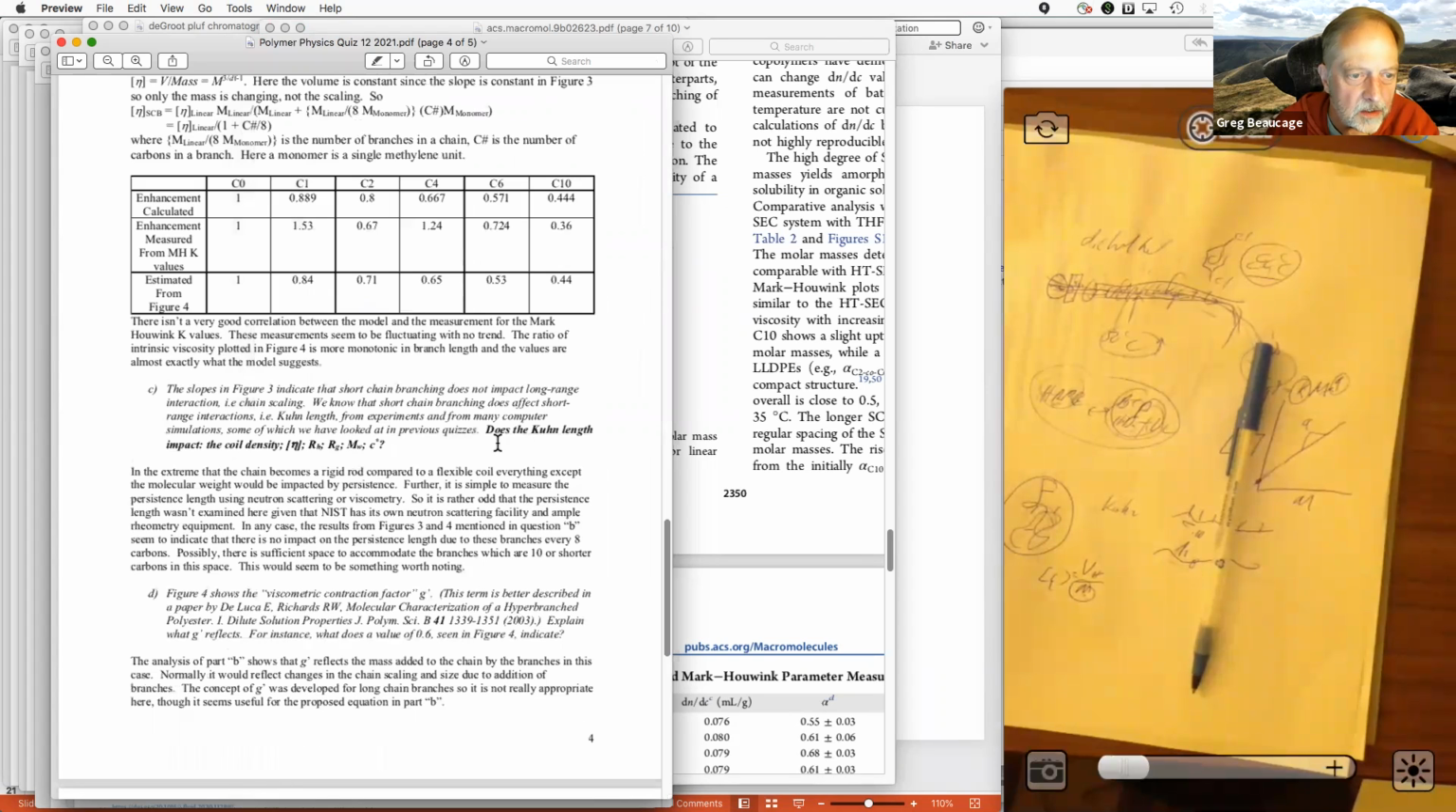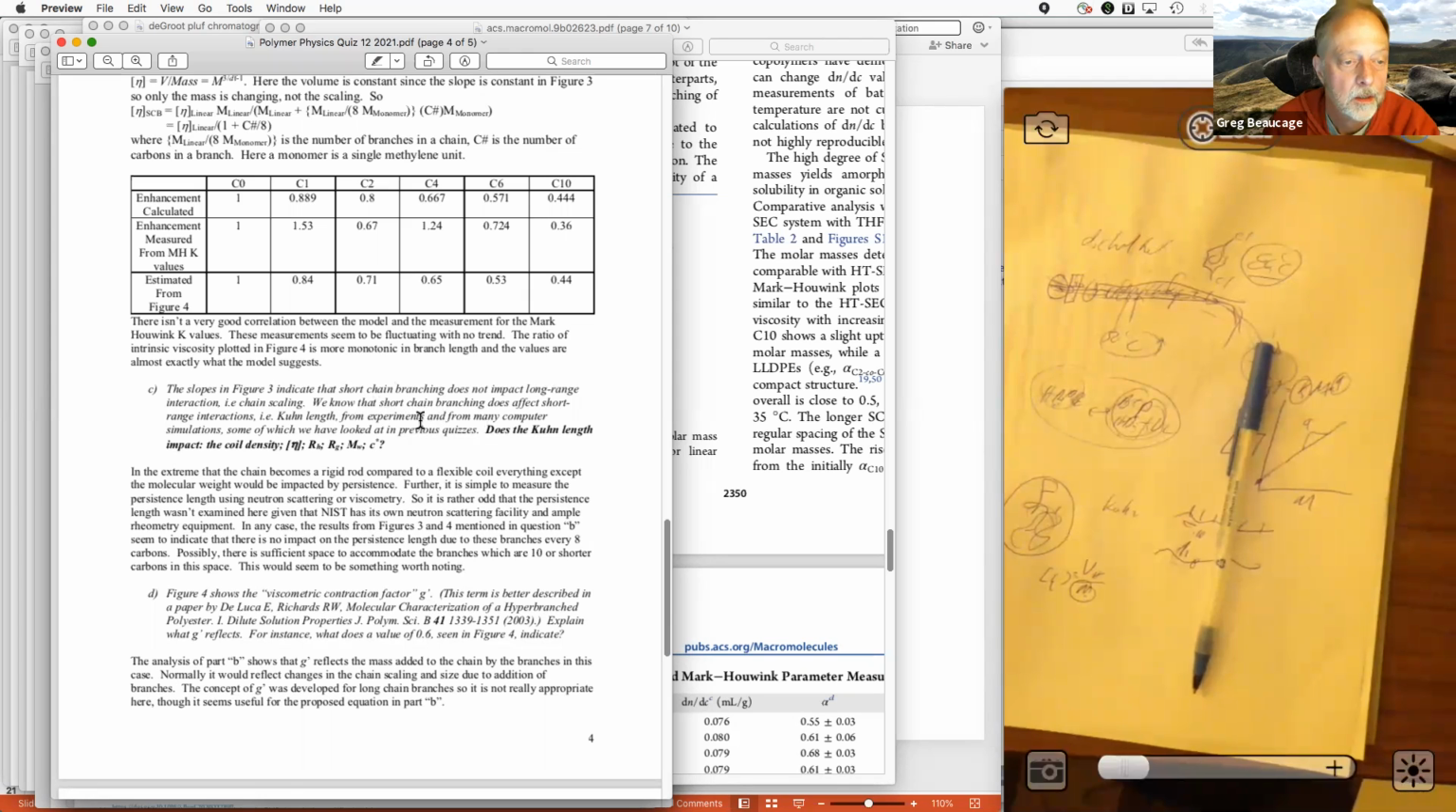Then the question is, we know from the simulations of branched chains that the Kuhn length is one of the main things that changes. So what about that? Where is that in this thing? Basically, they didn't look at Kuhn length at all, even though that's in the literature, right? So they missed that completely. It's in experiments, also in simulations, right? But they completely missed that.